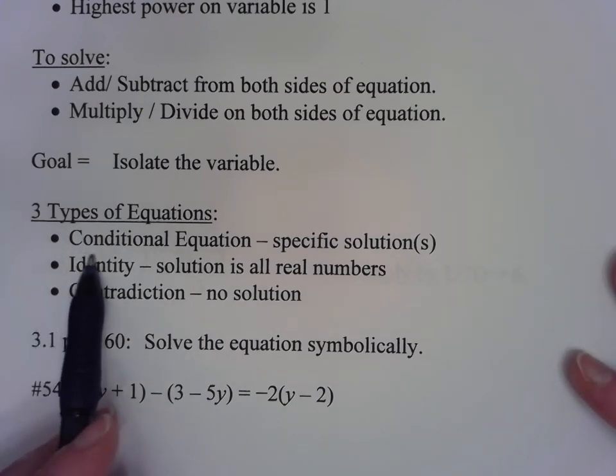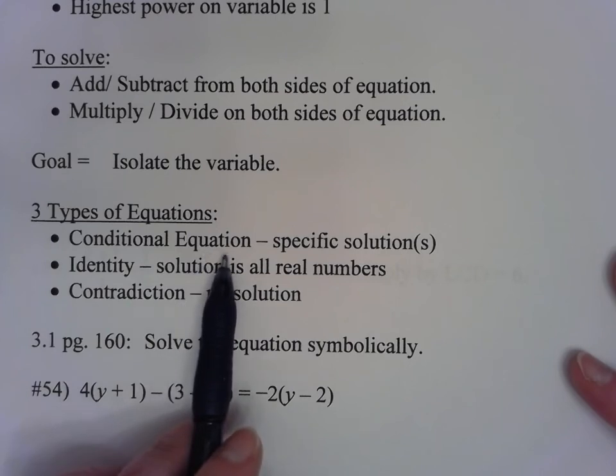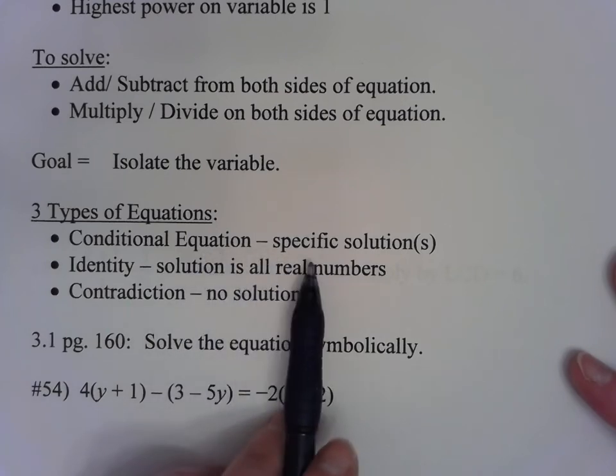Most of the time, we're going to be solving what's called a conditional equation, which is an equation that has a specific solution. So in the case of a linear equation, we're going to have one number as our answer, right? And that's our specific solution.